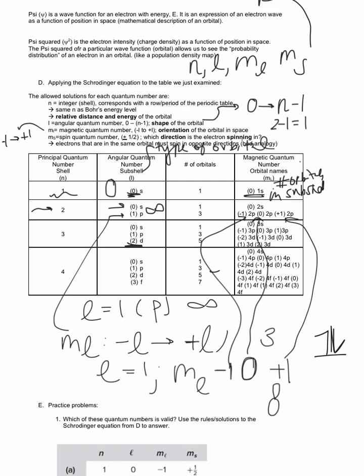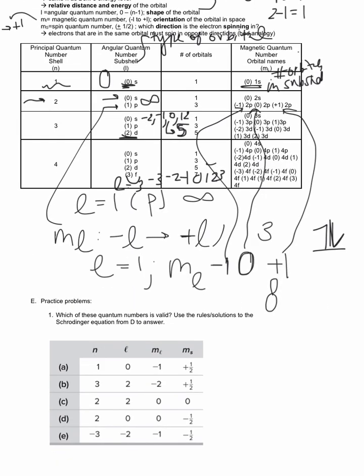And so our allowed values for M sub L for D are -2, -1, 0, 1, and +2, which means we have 5 total orbitals. For F, our L equals 3. So we can have -3, -2, -1, 0, 1, 2, and 3.